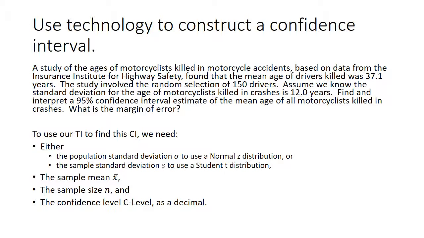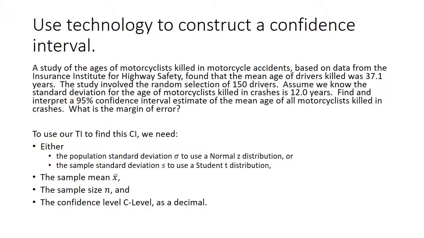This is exciting. Okay, a study of the ages of motorcyclists killed in motorcycle accidents based on data from the Insurance Institute for Highway Safety found that the mean age of drivers killed was 37.1 years. The study involved the random selection of 150 drivers. Assume we know the standard deviation for the age of motorcyclists killed in crashes is 12.0 years. Find and interpret a 95% confidence interval estimate of the mean age of all motorcyclists killed in crashes. What is the margin of error?